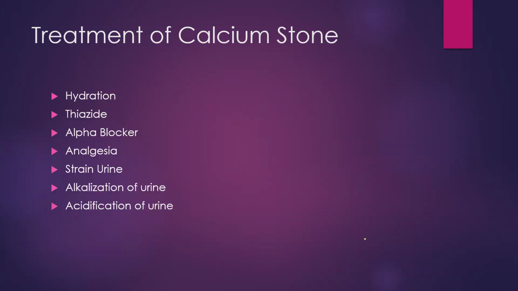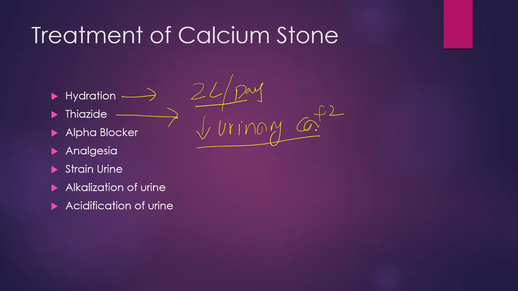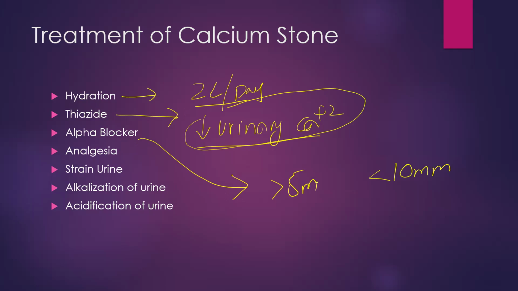So the treatment of calcium stones: hydration, leading to more than 2 liters of urine per day, and typically a thiazide. They decrease urinary calcium, right? They increase calcium reabsorption and decrease urinary calcium. So thiazide, again, is very important. Alpha blockers are used if the stone size is less than 10 millimeters and more than 5 millimeters. So alpha blockers are very important if the size of the stone is between 5 millimeters and 10 millimeters.